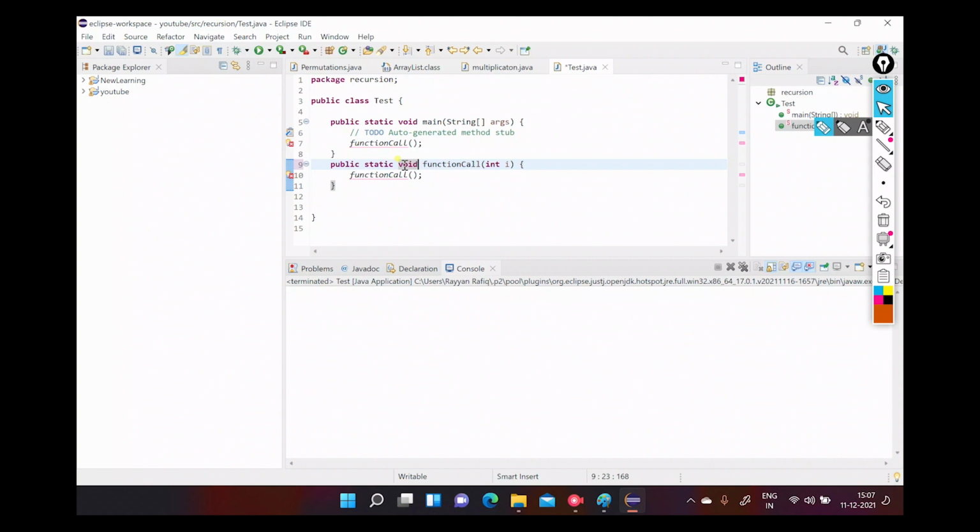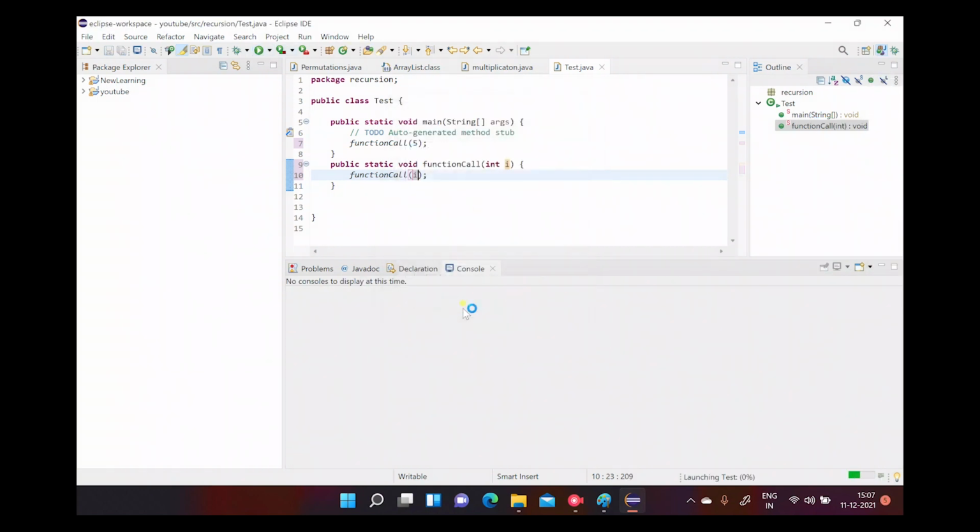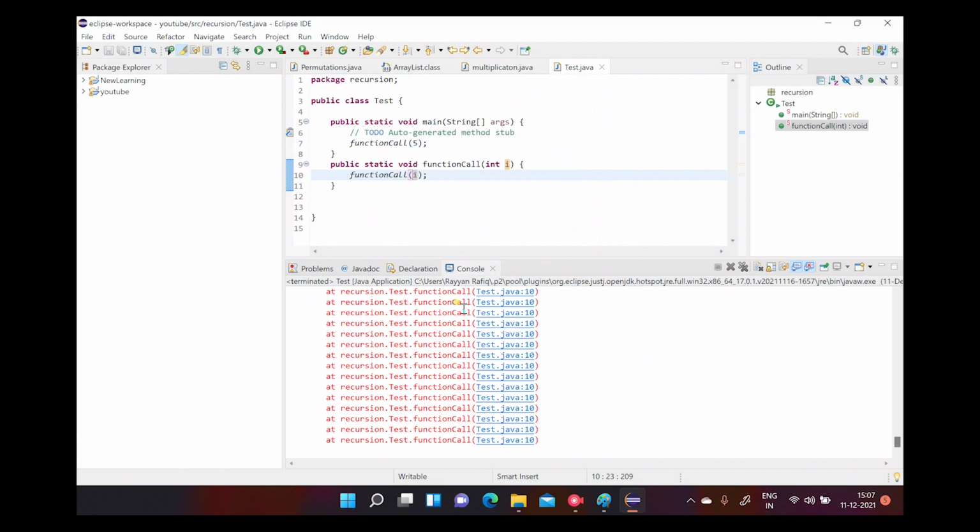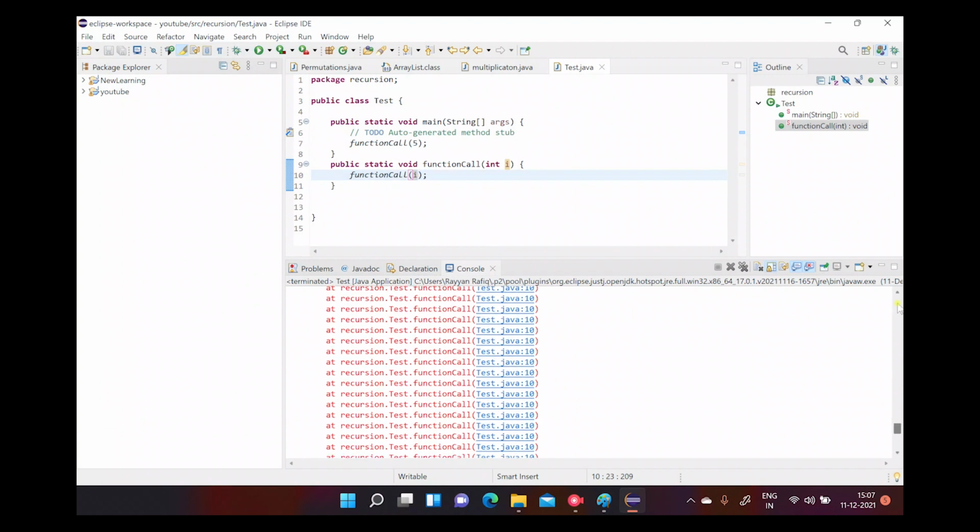So let me just pass the value as 5, and let me just pass the value as I. So let's see what happens if the value is not reduced. That is, if I don't reduce the value as smaller input, and also if we don't have a base condition. Let's see what happens.